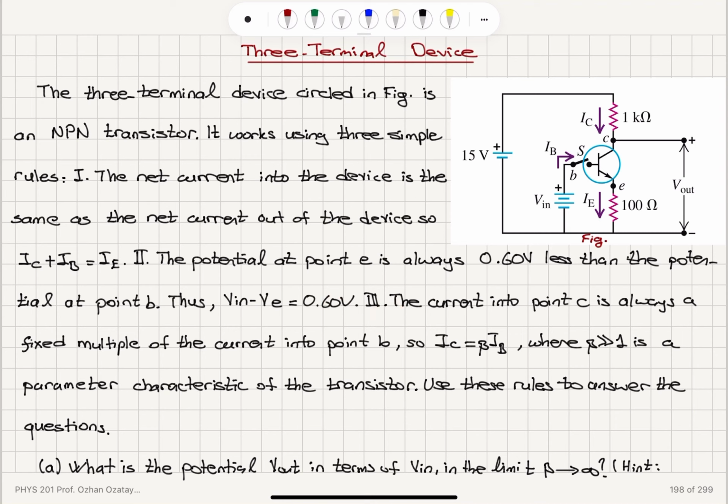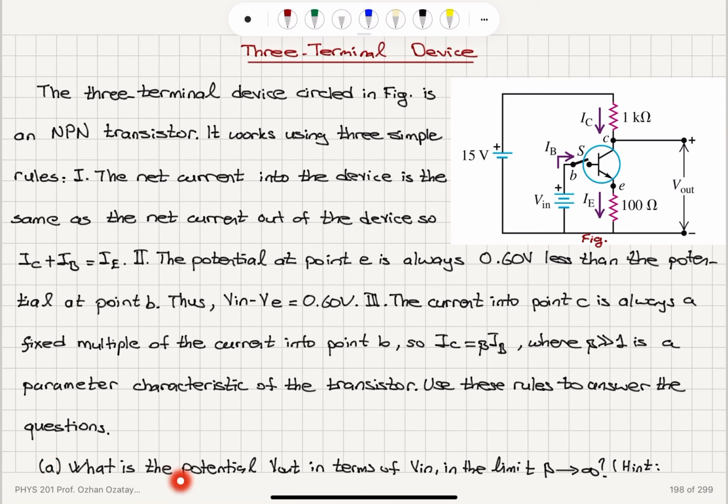The third rule, the current into point C, which is the collector current, IC, is always a fixed multiple of the current into point B, the base current, IB. IC is beta times IB, where beta is much greater than 1, a parameter characteristic of the transistor. Use these rules to answer the following questions.